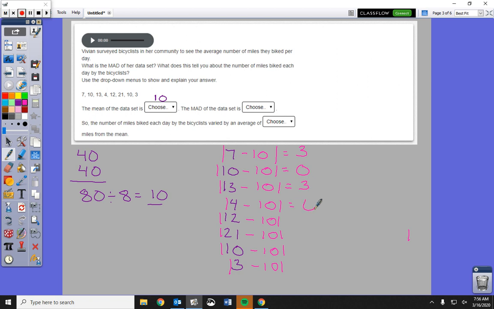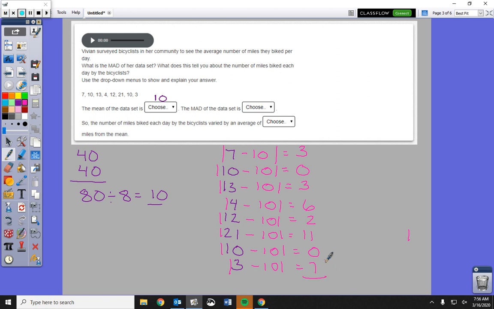4 and 10, 6 away. 12 and 10, 2 away. 21 and 10, 11 away. 10 and 10, again, 0 away. 3 and 10, 7 away. Let me just double check this. That's 3, that's 0, that's 3, that's 6, that's 2, that's 11, that's 0, that's, okay, 7.